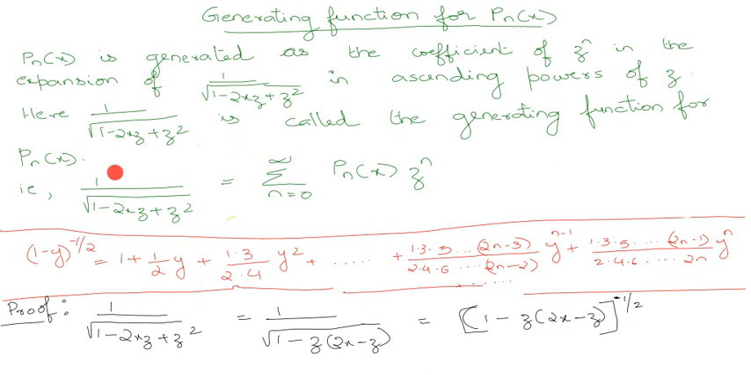So we can write 1 by square root of 1 minus 2xz plus z square is equal to sigma n equal to 0 to infinity Pn(x) into z raised to n.